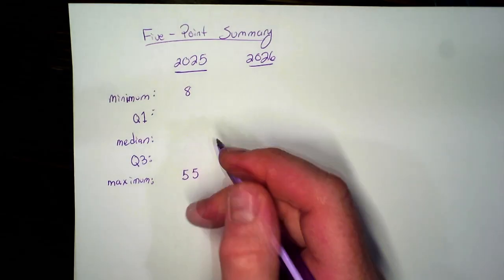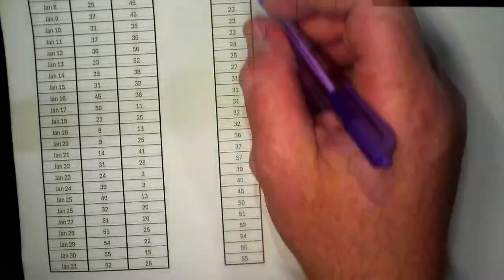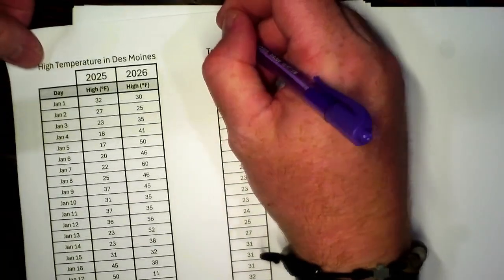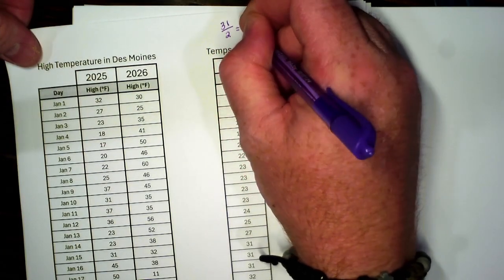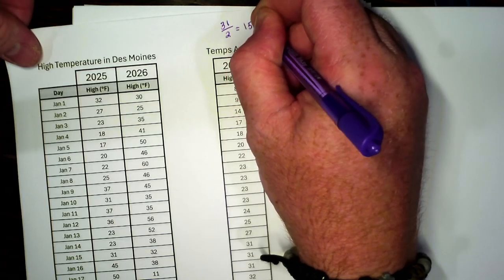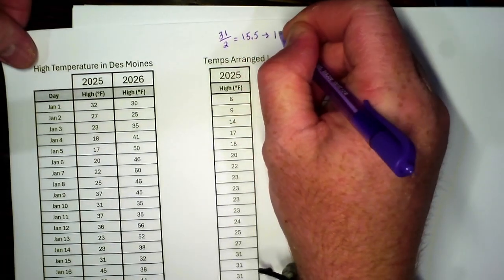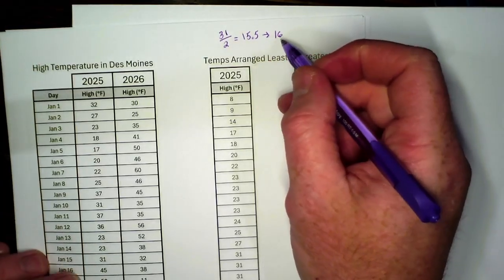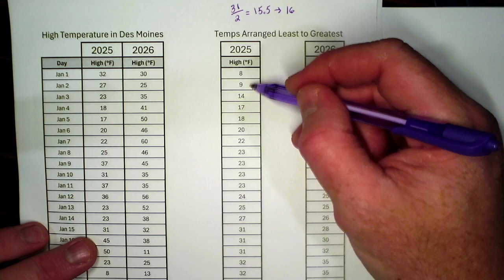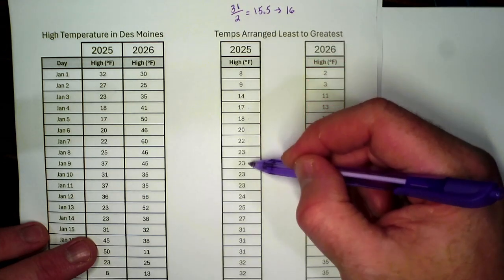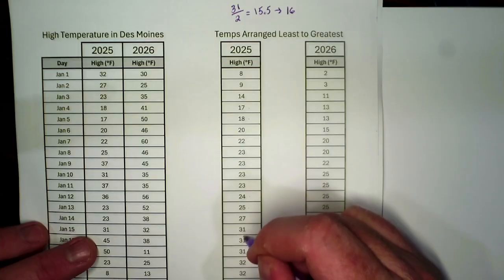Now, the median we should know how to find as well. It is the one in the middle. There are 31 days total. That's an odd number, so there's going to be just one in the middle. If we divide that 31 in half, we get 15.5, and if you round that up, the one in the middle will be the 16th down in the data set. 1, 2, 3, 4, 5, 6, 7, 8, 9, 10, 11, 12, 13, 14, 15, 16.